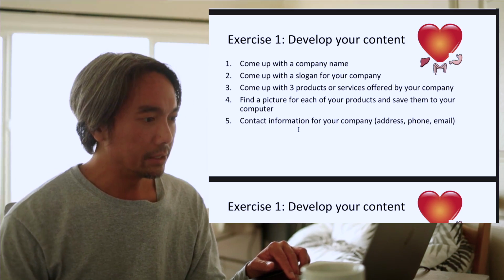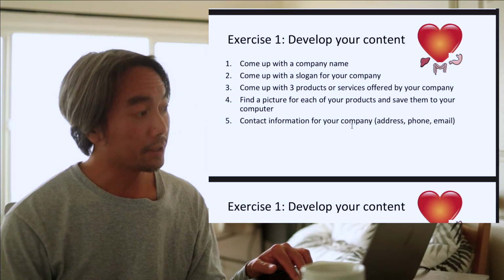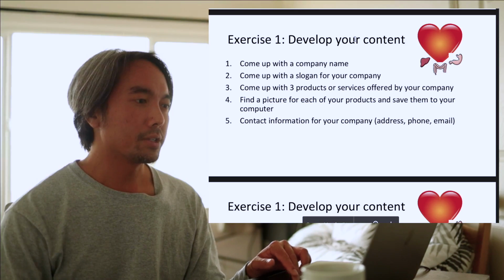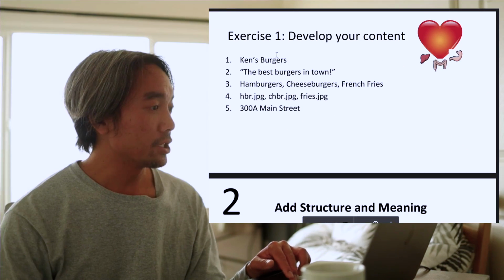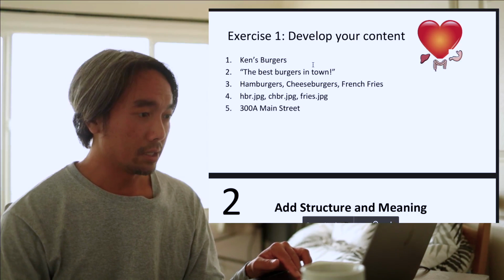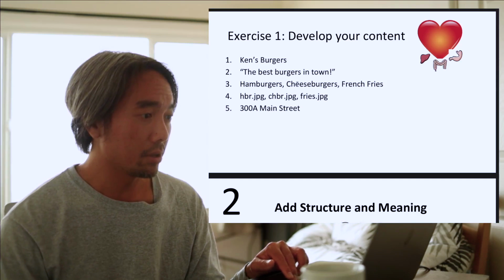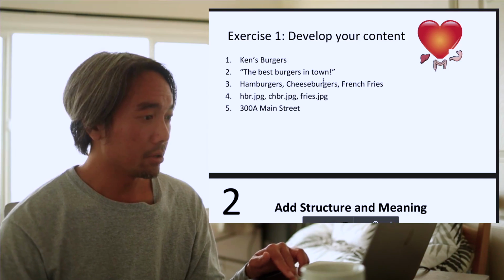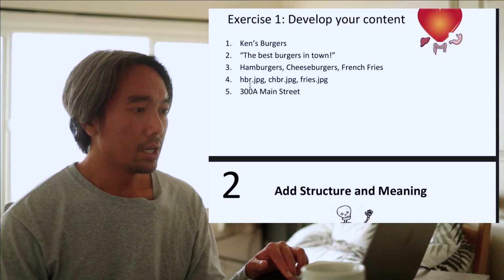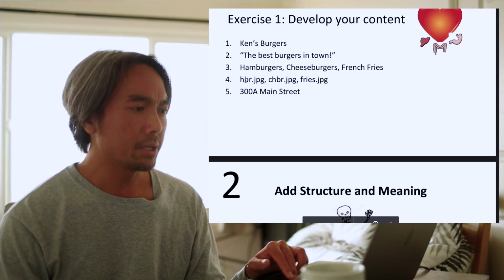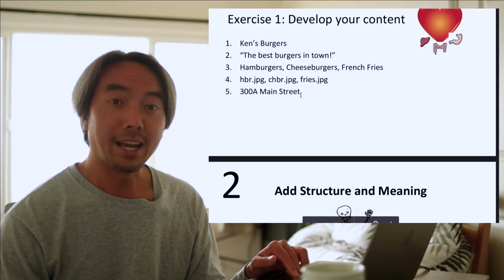And finally, of course, you have to have the contact information of the company. So in exercise 1, step 1, we're going to develop our content. Again, I come up with a fictitious company here called Ken's Burger for the company name. The best burgers in town is the slogan. Products, let's say hamburgers, cheeseburger, french fries are our top products. We're a simple restaurant. And let's say here are some pictures, file names for our pictures, and finally our address.